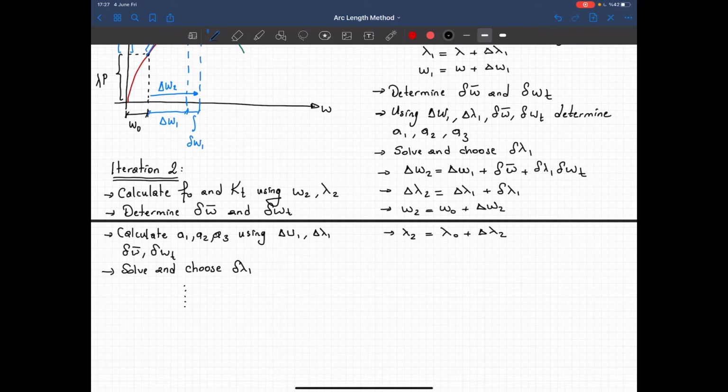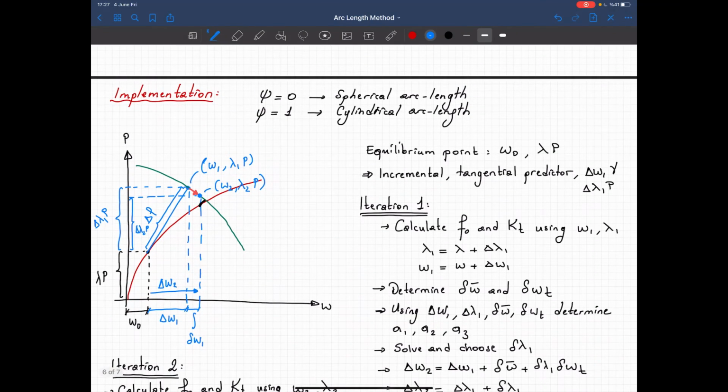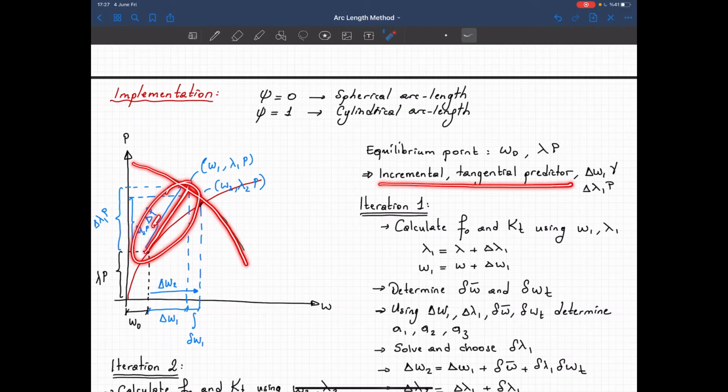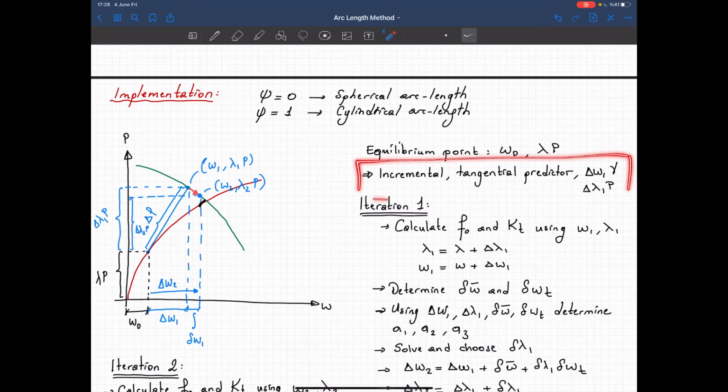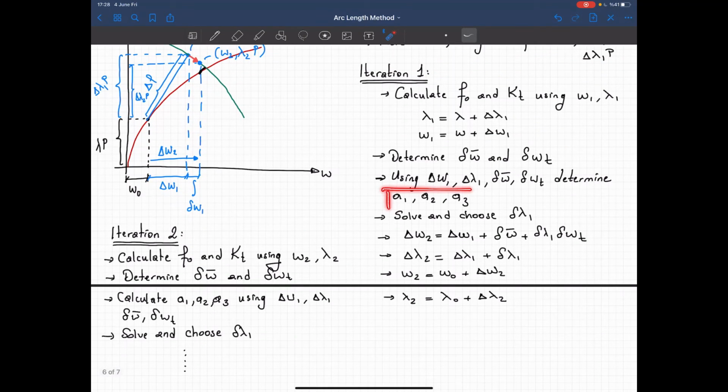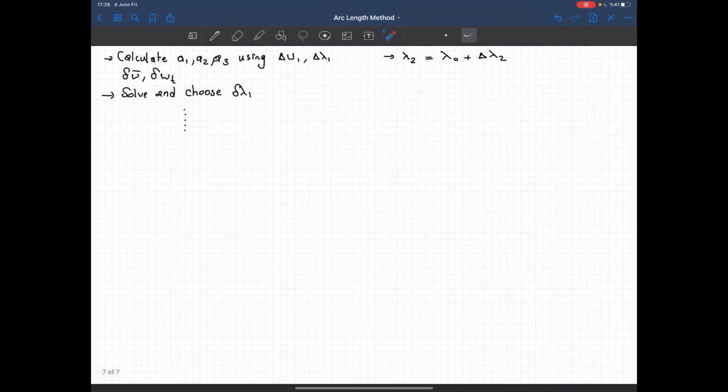So these are the iterations, but we have now two unanswered questions. So let's take a look at that. How do I calculate the incremental, the tangential predictor so that I have this line equal to delta L, and this helps me to draw this arc length? That's question 1. The second question: yes, we have A1, A2, A3, but we have a quadratic equation, and how do we determine the correct root for this quadratic equation so that my solution will converge? So the first thing that we will do is take a look at the predictor solution.